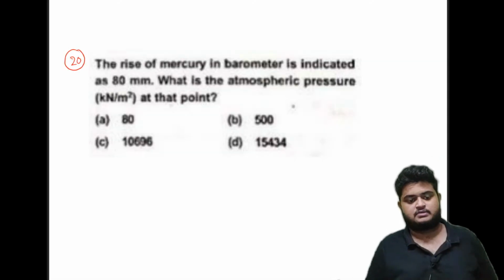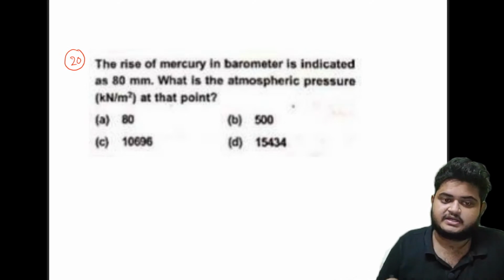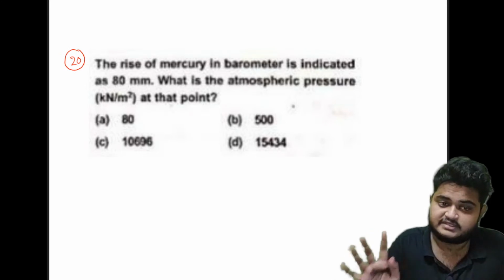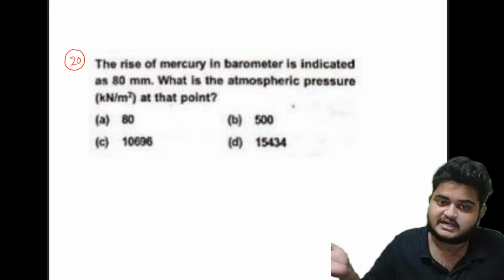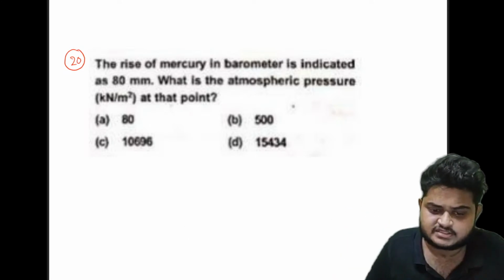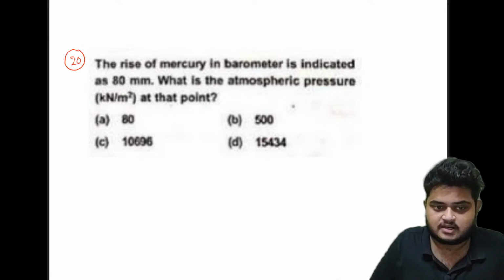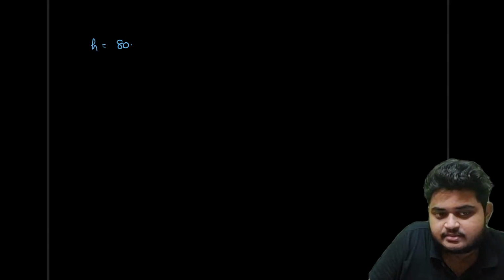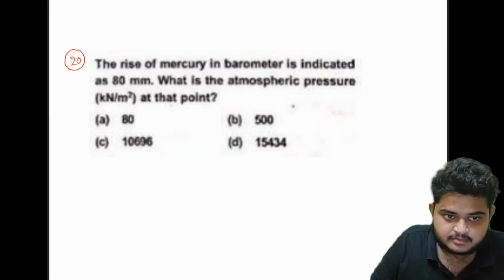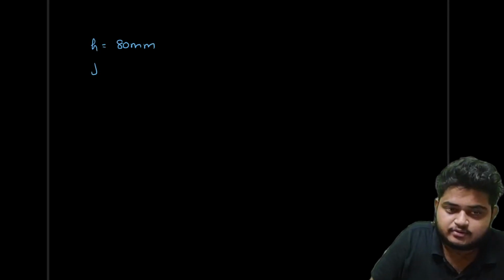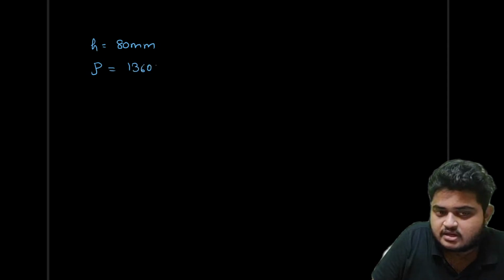Now this is the question asking that the rise of mercury in barometer is indicated as 80 mm. What is the atmospheric pressure at that point? So what we have to do, we just need to calculate rho g h, and we will have the atmospheric pressure there. So the rise of mercury is given as 80 mm. Yes, this is 80 mm, and we know the rho of mercury.